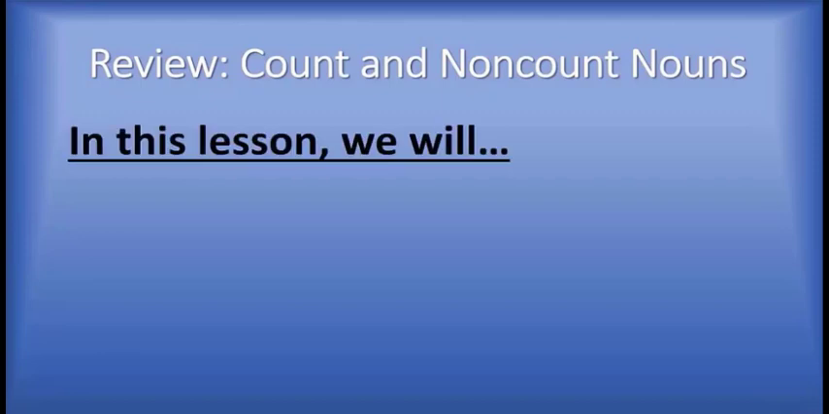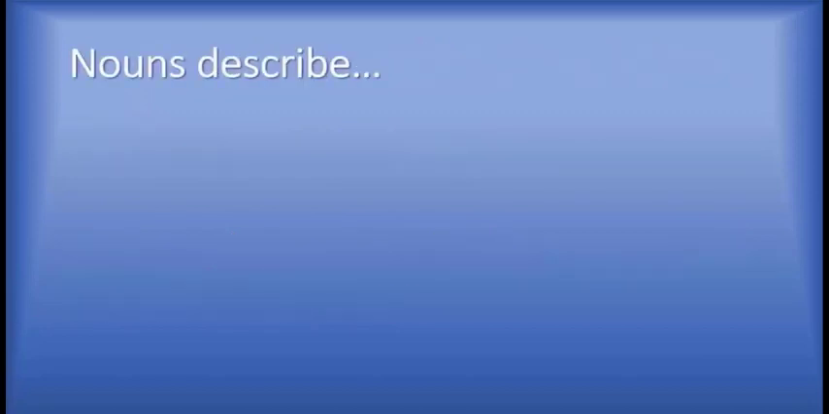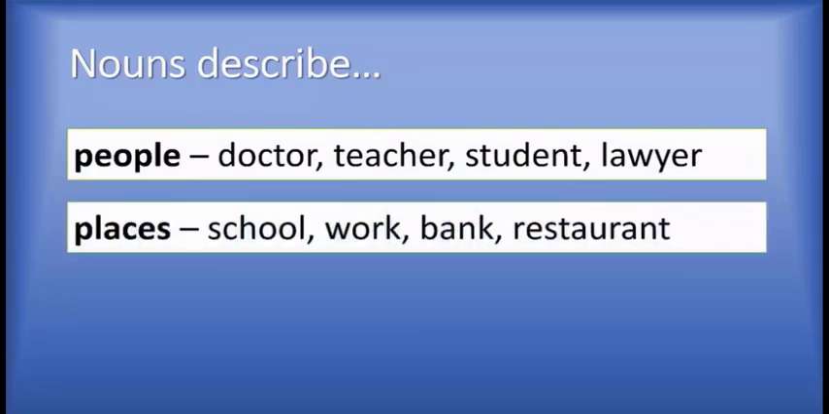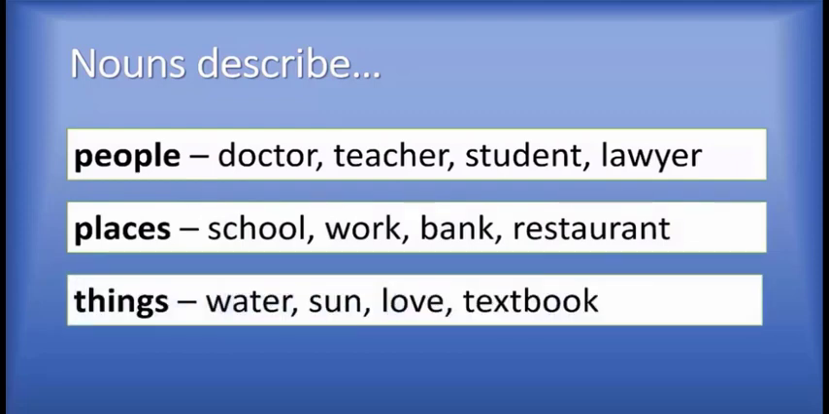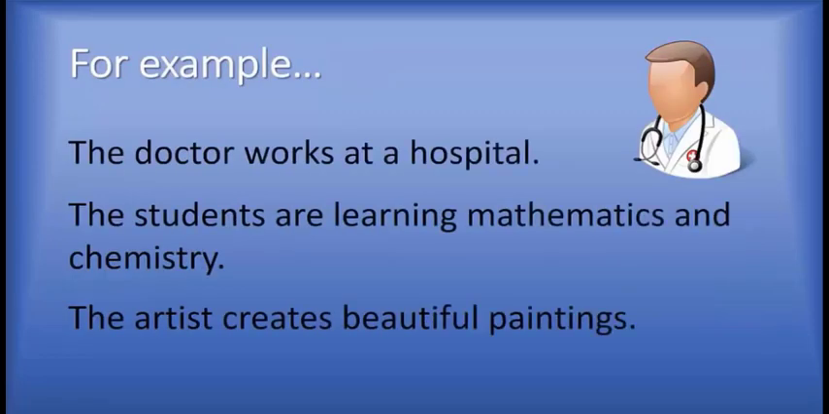In this lesson, we will review the main rules for count and non-count noun use. Remember, nouns describe people like doctor, teacher, student, lawyer, places such as school, work, bank, restaurant, and things like water, sun, love, textbook. For example, in these sentences, we have several nouns. They're underlined in yellow.